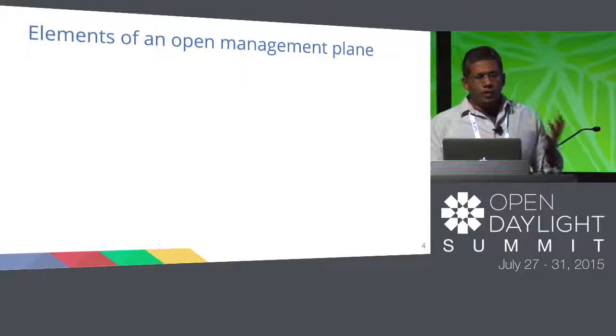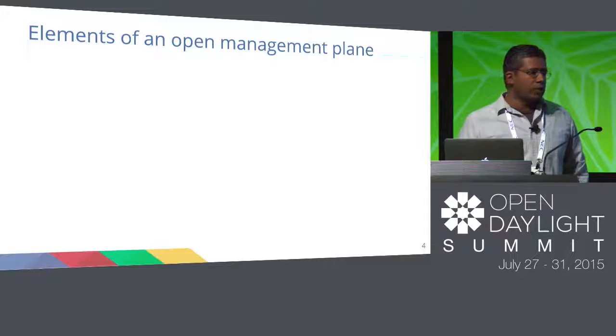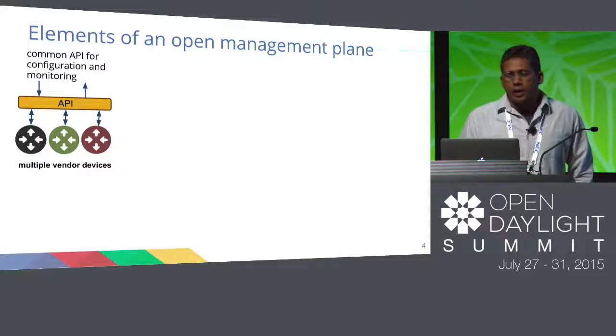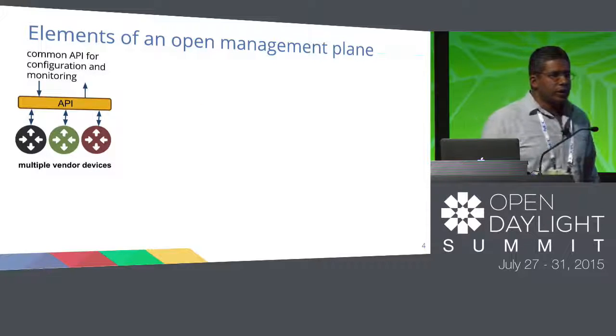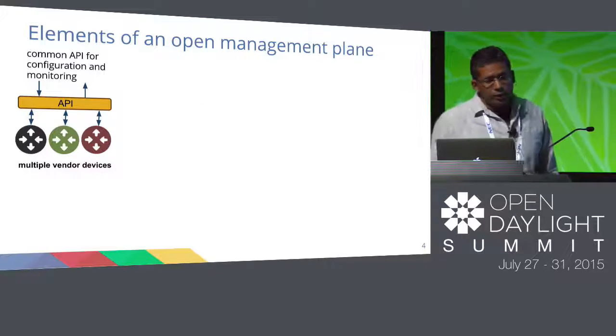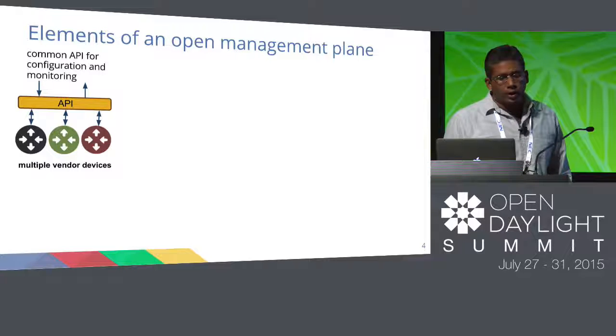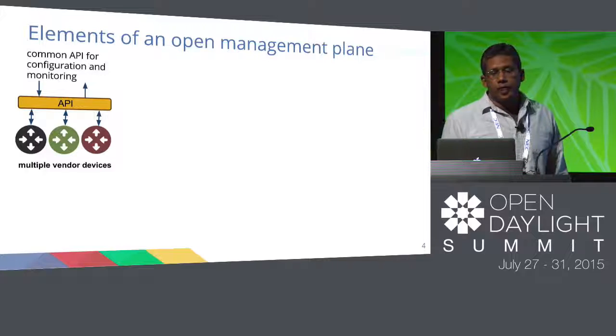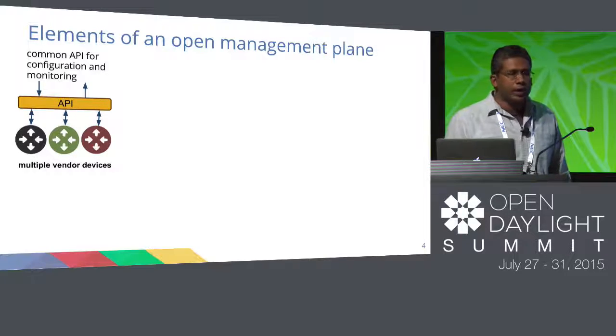So what would an open management plane look like? We've talked about where we are today. An open management plane, in our view, has three primary components. One is a common API. I said we lacked this before for configuration and for monitoring. So this API would work across vendor devices. It doesn't matter what vendor device I'm using, I can use the same API both to configure the device and to read data from the device.